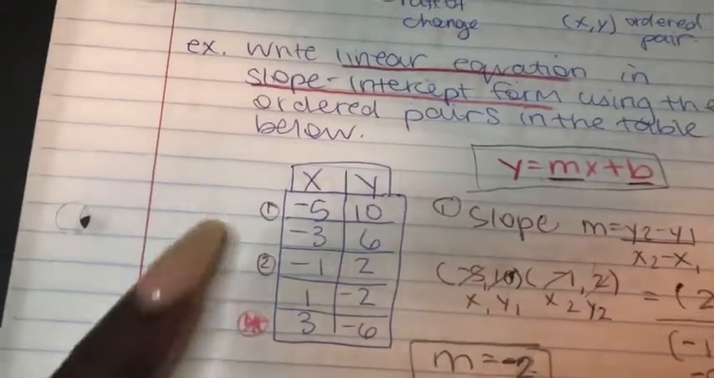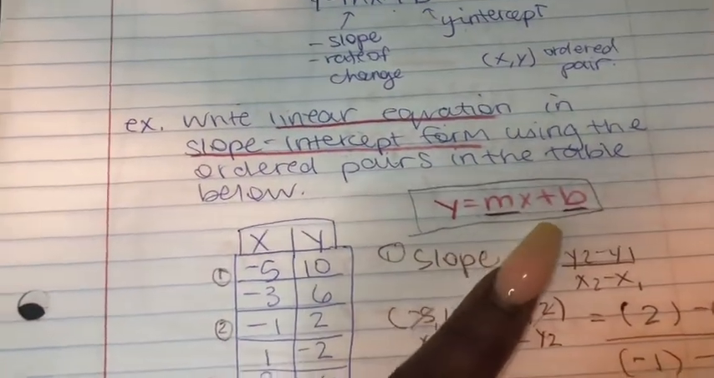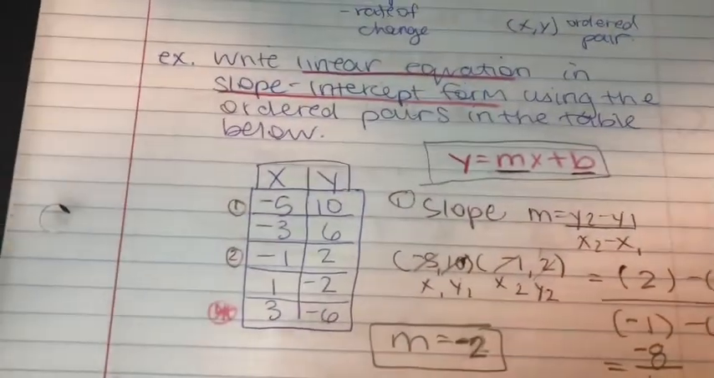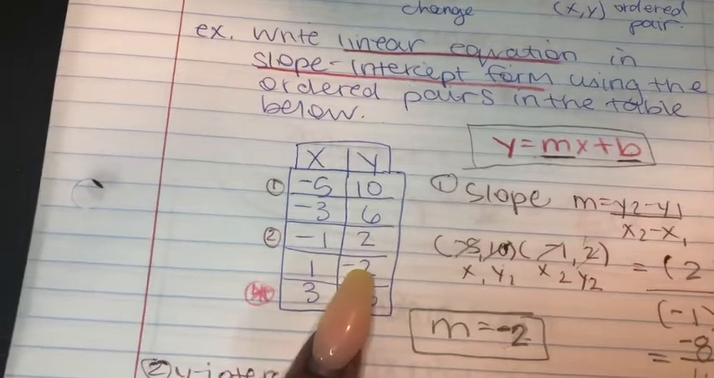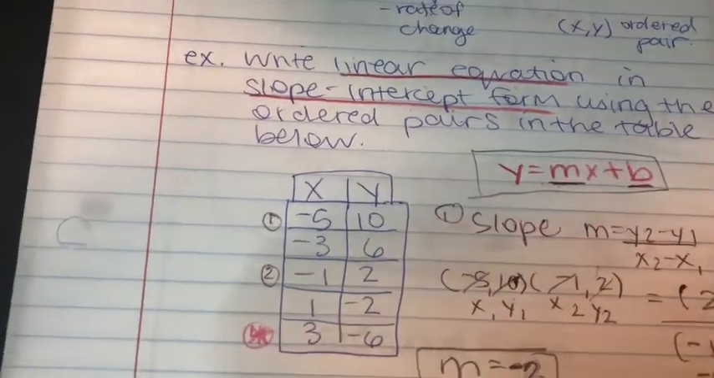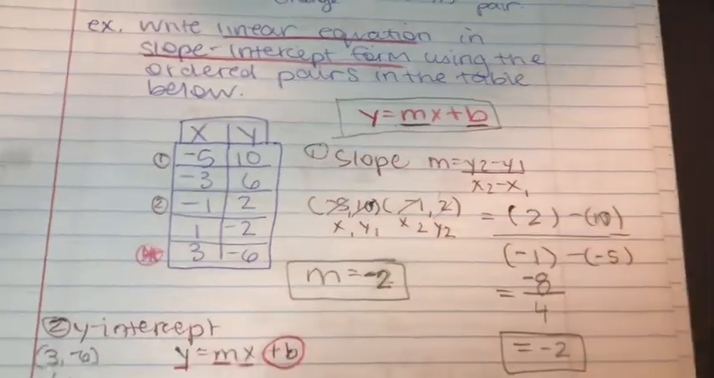Any two. I chose two for this instance because we need two components, slope and y-intercept. So for slope, we need 2 points. I chose -5, 10, and -1, 2. But you can choose any other two. And if this is a straight line, it should calculate to the same slope.